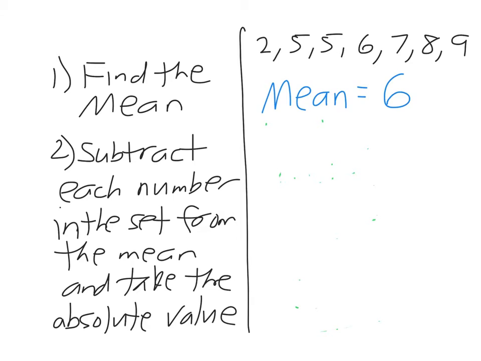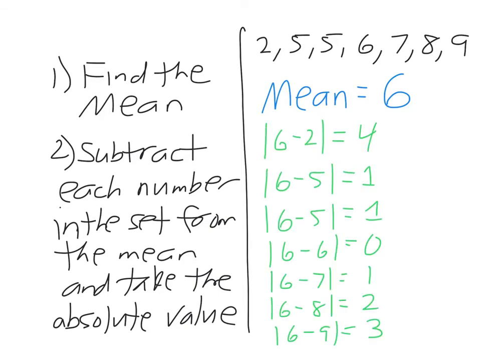The next step is to subtract each number in the set of data from the mean itself and then take the absolute value. So here's what I'm talking about. I take the mean, I subtract the number. So I take the mean of 6, I subtract 2 because that's the first number, and I get 4. Take the absolute value, and I get 4. And I'm going to do that for every number.